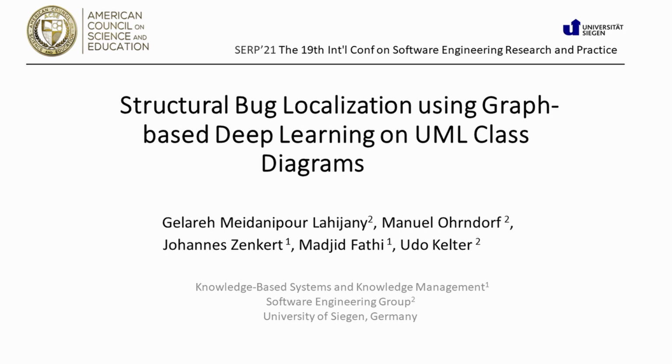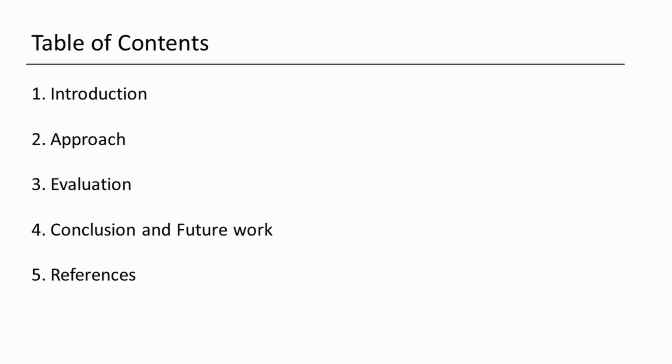In this presentation, we want to talk about our paper entitled Structural Bug Localization using Graph-Based Deep Learning on UML class diagrams. The presentation is organized in 4 sections. We start with an introduction to bug localization and the application scenario.